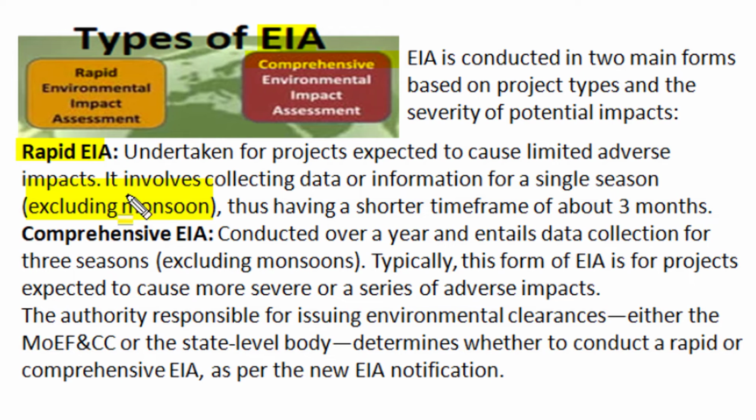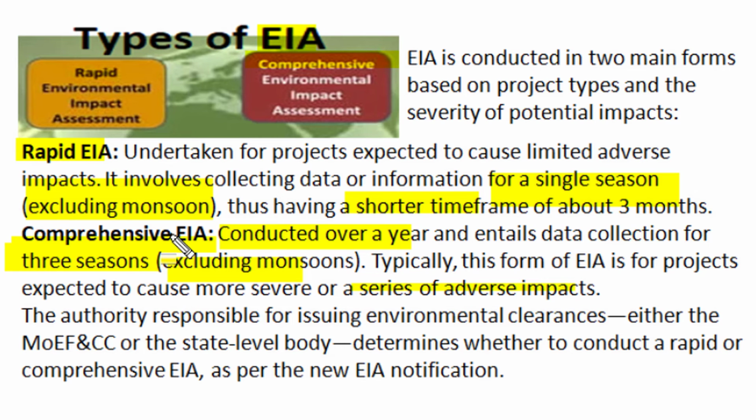So rapid EIA has a shorter time frame of about 3 months, whereas comprehensive EIA is conducted over a year, and definitely it is meant for those projects which have a good amount of adverse environment impact, and it entails detailed data collection for 3 seasons. Again, it excludes the monsoon season. Typically, this comprehensive form of environment impact assessment is for those projects which are expected to cause more severe or a series of adverse impacts. So it needs a comparatively longer time frame for the assessment activity.